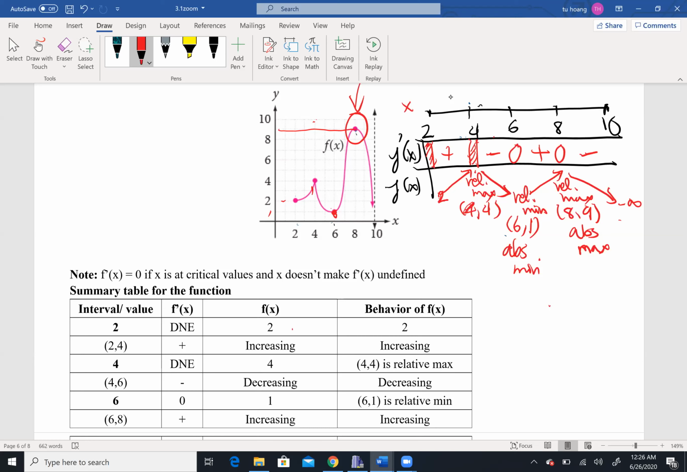Okay, and then the next one is the interval from 2 to 4. I noted from my side chart that f of x has to be positive, and f of x has to be increasing. See that? So then also the behavior of f of x has to be increasing. Okay.